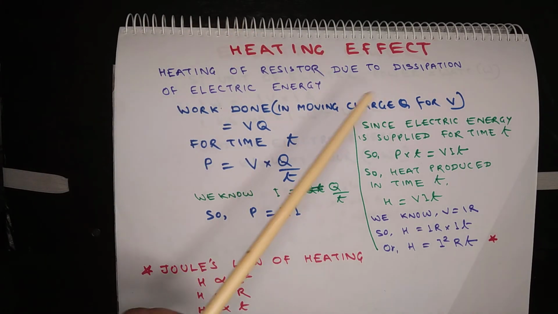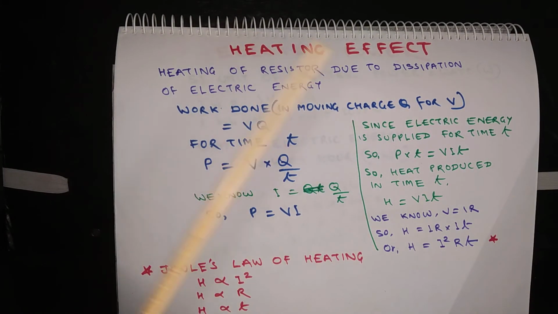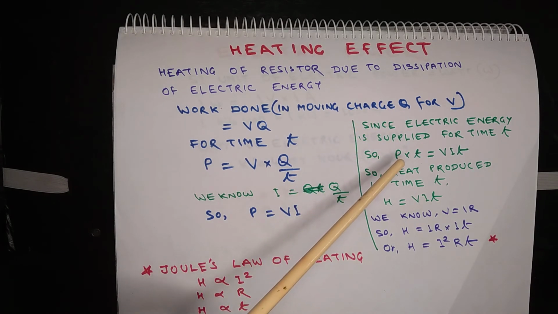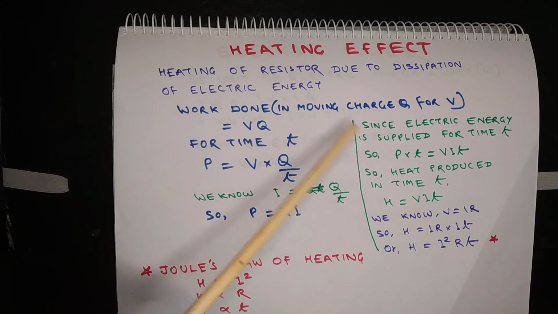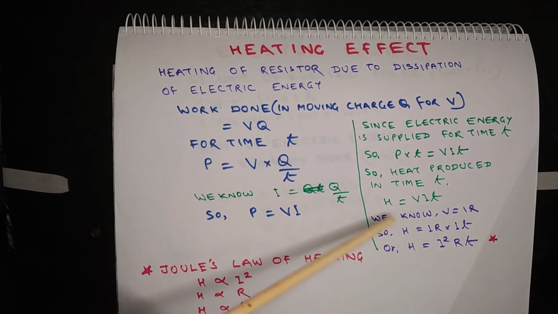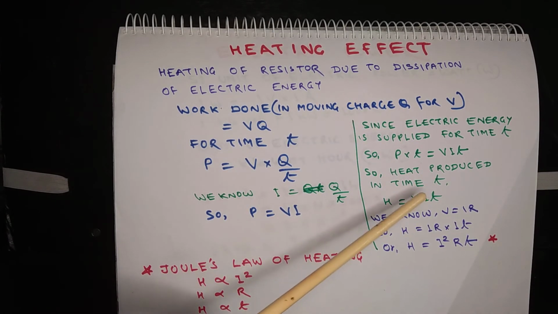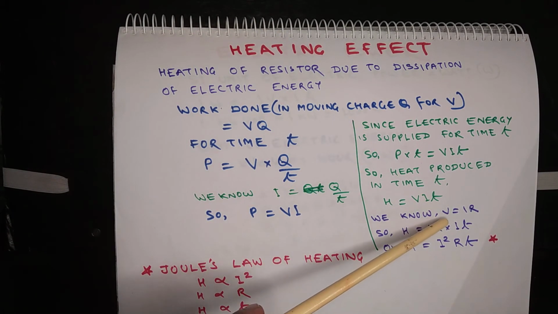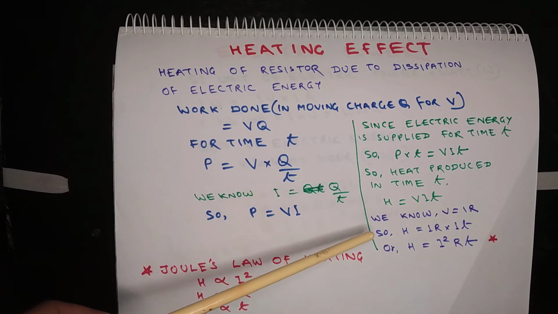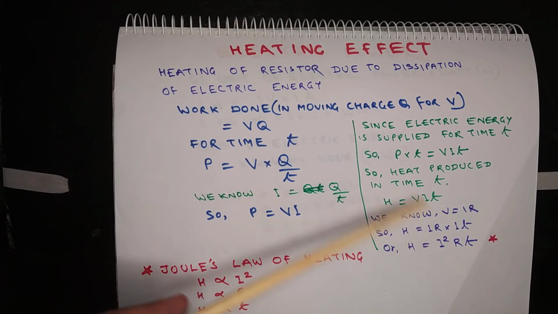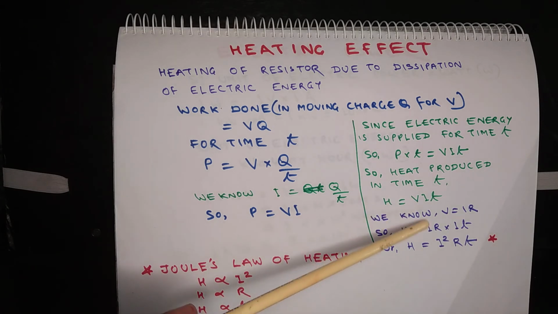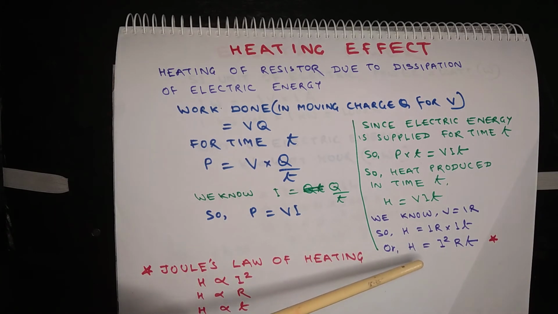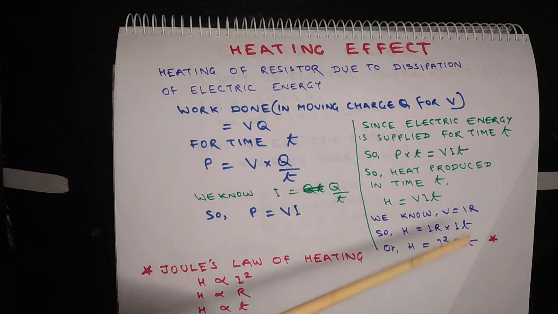Now, since electrical energy is supplied for time t, we can assume a certain time. So we can say that P multiplied by T is equal to VIT. So, heat produced in time t is H is equal to VIT. Now, we know from Ohm's law that V is equal to IR. So, H is equal to IR, where the value of V is being substituted, multiplied by IT. So, this can also be written as H is equal to I square RT.